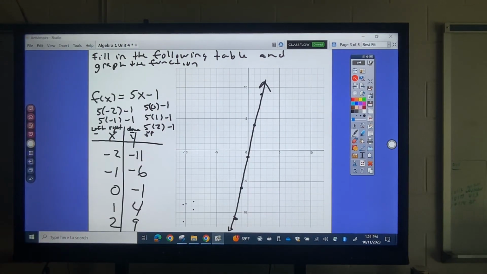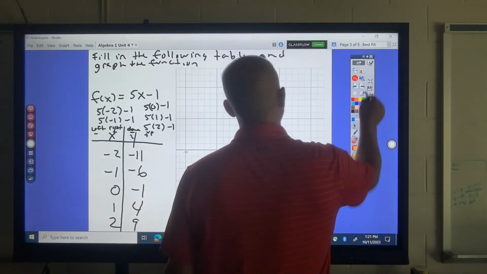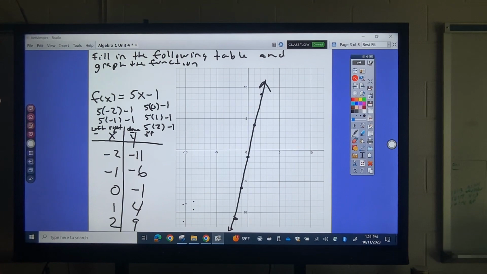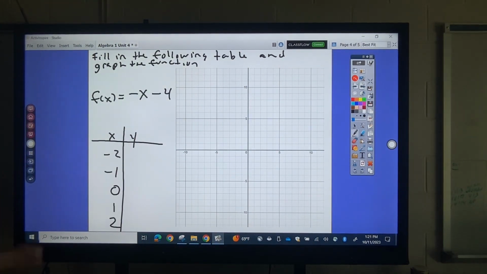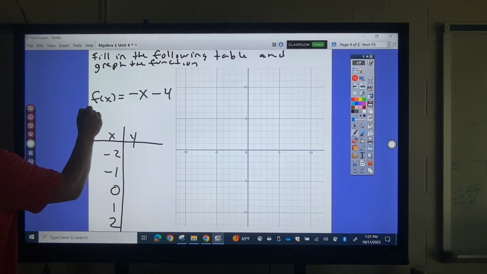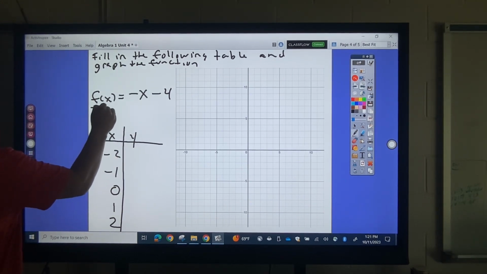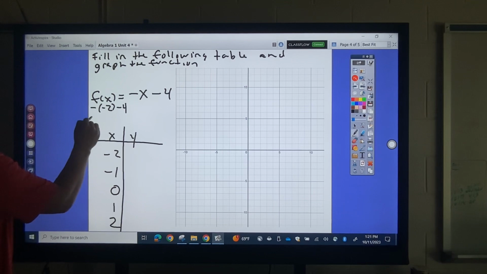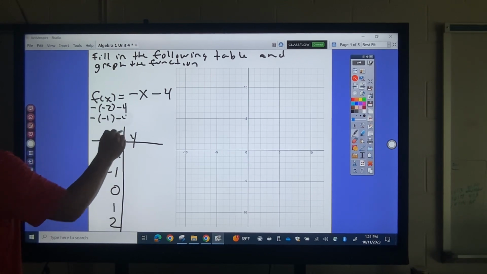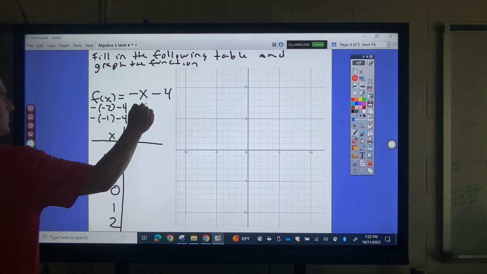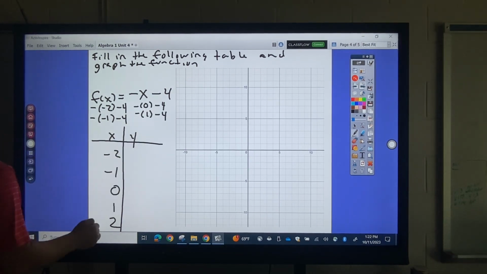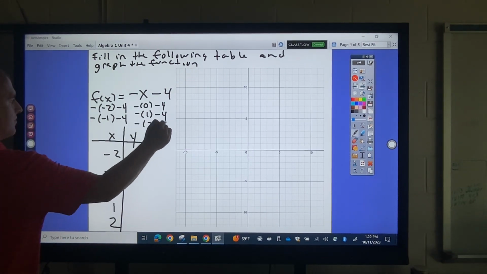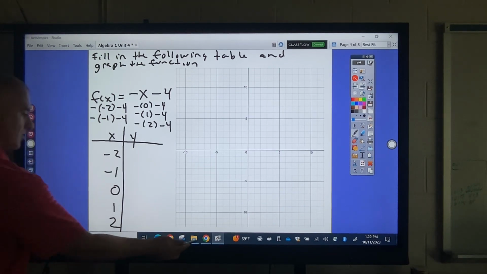And that's where we're going to start to move to with our functions. Okay, so I'm going to go over 2 more. Okay, with you. All right. All right, negative x minus 4. So what I would do is negative 2 minus 4. Then I'm going to do negative 1 minus 4. Then I'm going to do negative 0 minus 4. Then I'm going to do negative with a 1 minus 4. And then I'm going to do a negative with a 2 minus 4. I'm going to go ahead and calculate those numbers.